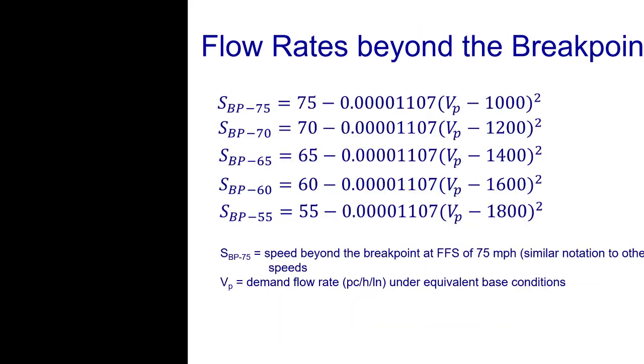These are the breakpoints. So for a 75 mile an hour section, speed beyond the breakpoint of free flow speed of 75 miles per hour should be considered in these equations here. And you can see it at 1,000, 1,200, 1,400, and 1,600. It's the last numbers in those equations. Again, similar to the multi-lane, I would doubt that you will see this on the exam.